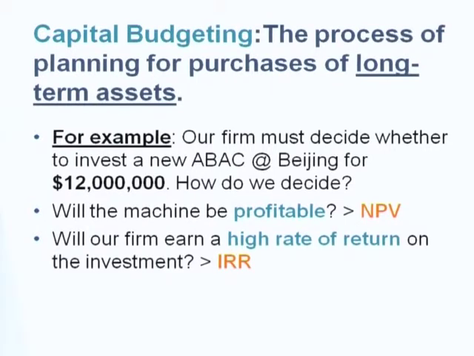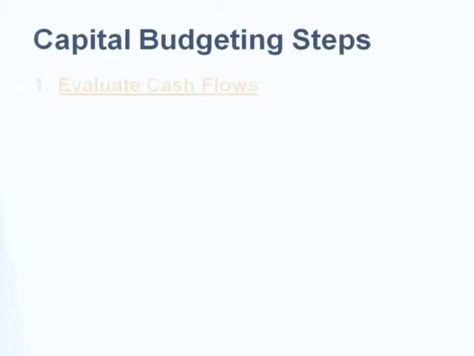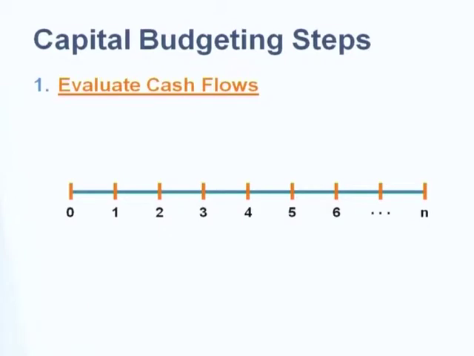Or you can also use the internal rate of return to compare with the weighted average cost of capital. If the internal rate of return is greater than WACC, we should accept the project. So in order to get to the answer, accept or reject, you need to know all the related cash flows. In this chapter we will talk about how you can find the related cash flows.